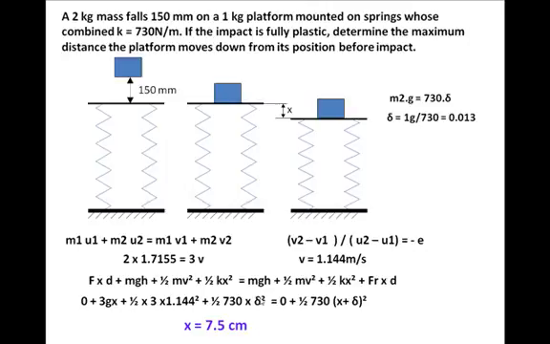It will be quadratic in x, but you can easily solve it, and you get x as 7.5 centimeter. So they wanted how much maximum distance the platform moves down from its position before impact. So that is going to be 7.5 centimeter.